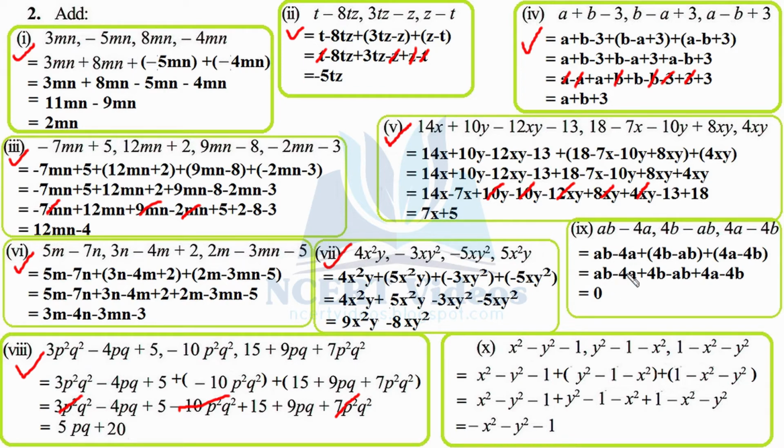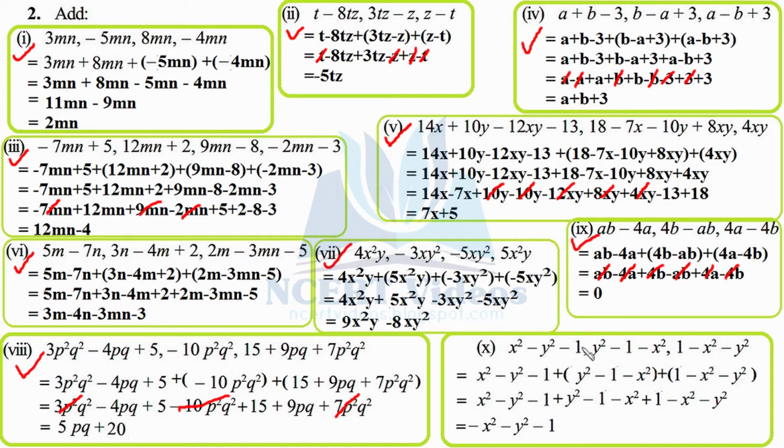ab minus 4a plus, no issues, write it. But here we have issue, plus minus is minus ab. Again, plus 4a plus minus is minus 4b. We have single ab, we have single ab. This is negative, this was positive, therefore cancel each other. Minus 4a and plus 4a cancel each other. Plus 4b minus 4b cancel each other, therefore answer is 0.